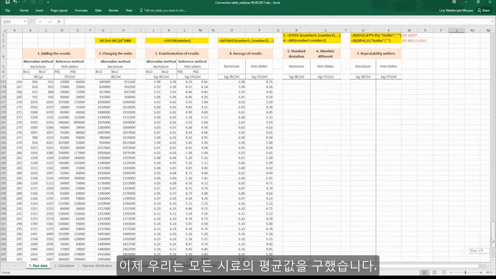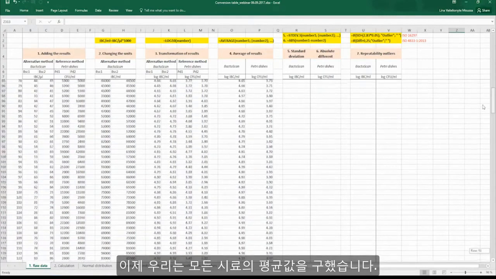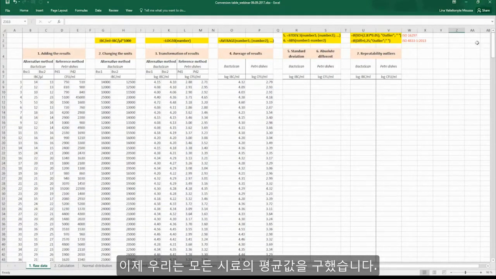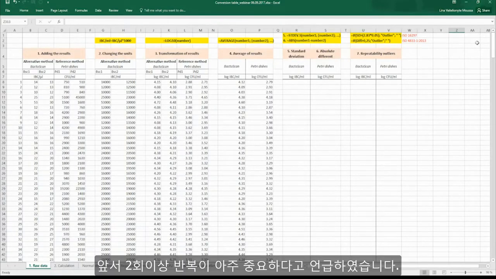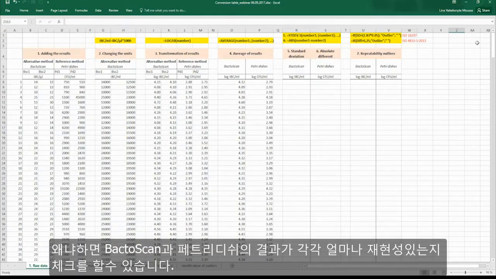So now we have the mean value for all samples from BactoScan and from Petri dishes. I have mentioned earlier that it is very important to have all data in duplicates, because it is very important to check how well results are repeated on both BactoScan and Petri dishes.